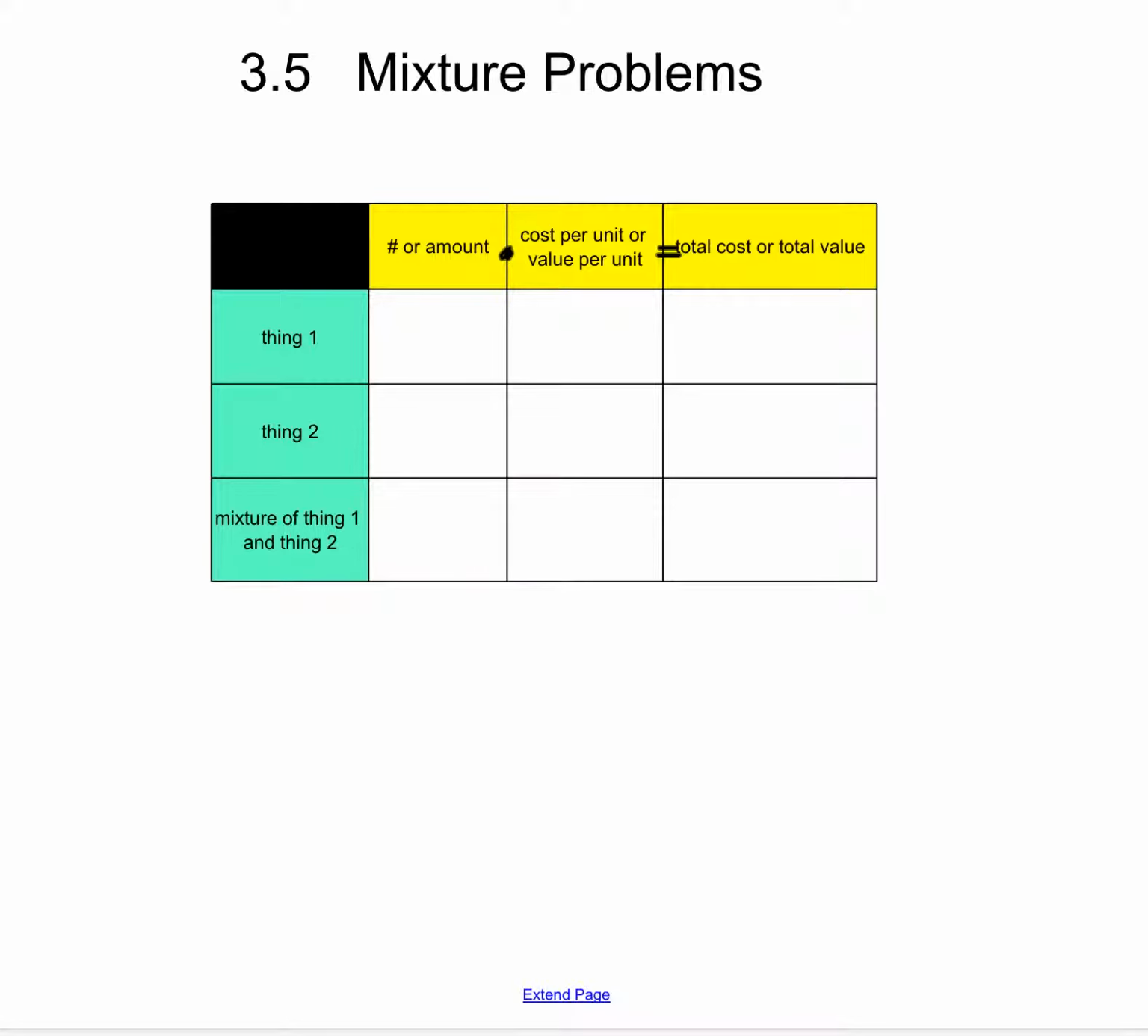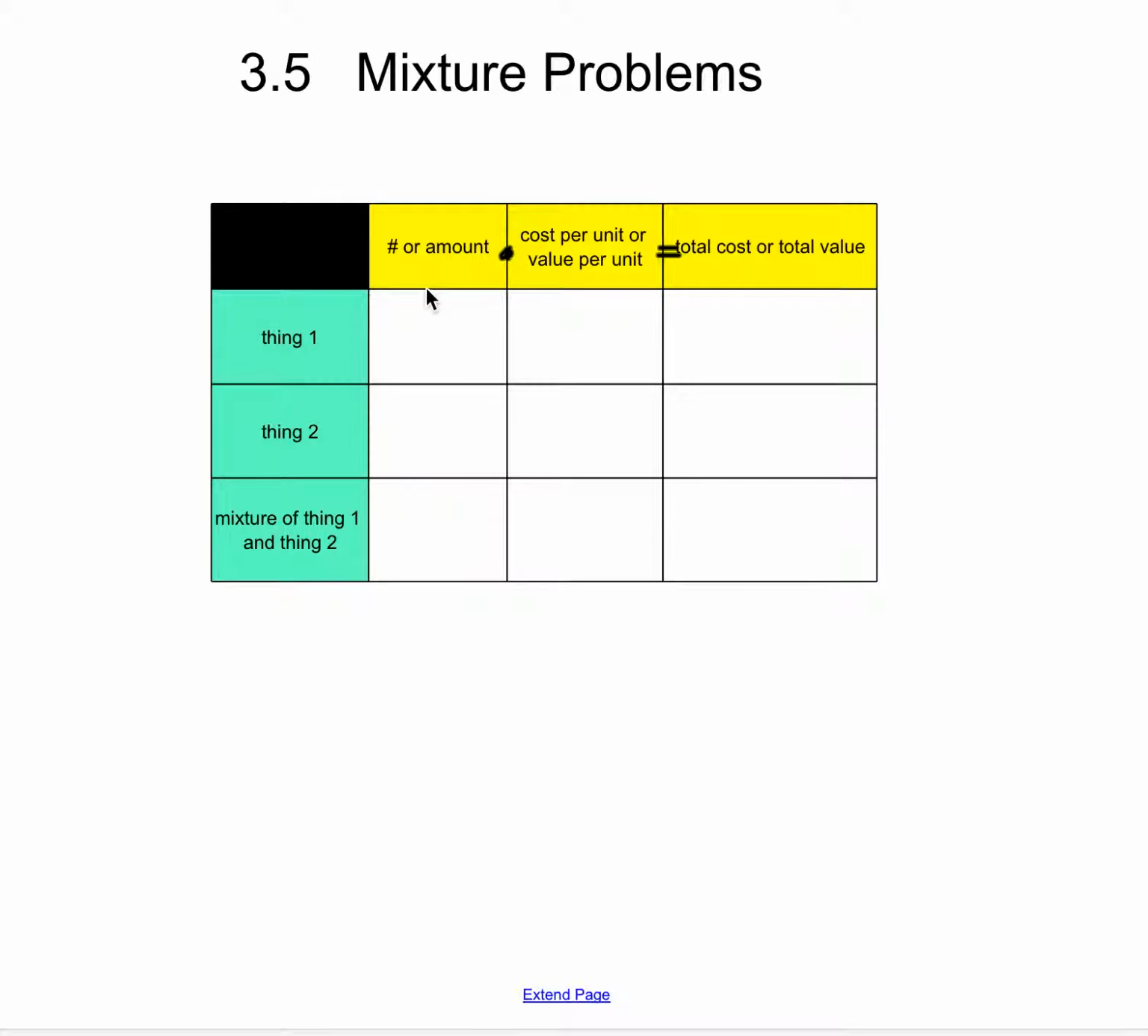Okay, so I recommend, no matter where you are at the beginning or the end, that you copy down this chart because this chart will work for pretty much every mixture problem. This is how it works, and I'll just explain it and then we'll apply it to a couple examples. Thing one, so if you were making trail mix and you were mixing nuts and chocolate chips, thing one would be the nuts, thing two would be the chocolate chips, the mixture would be the trail mix.